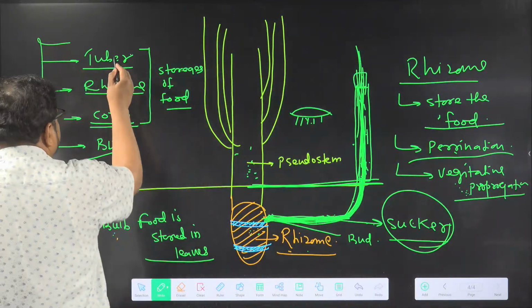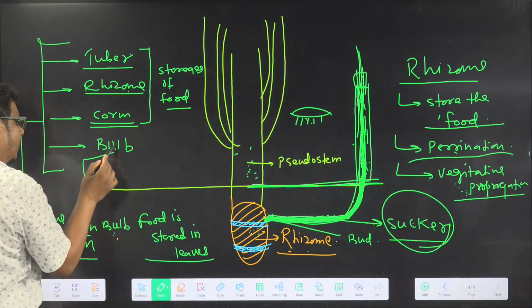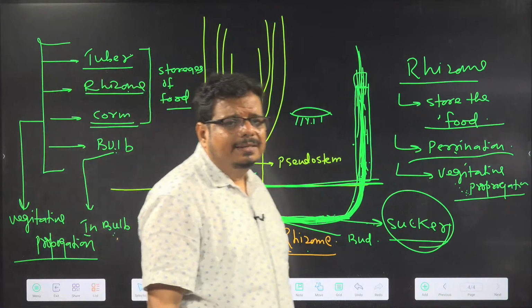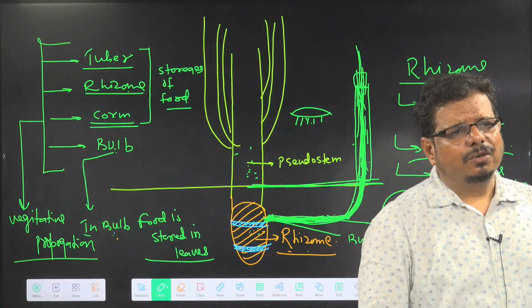Three modifications of a stem are used in vegetative propagation and perennation; in a bulb, the leaf is used in perennation. Understanding the idea came or not? Picture came in the mind? Is it all right?